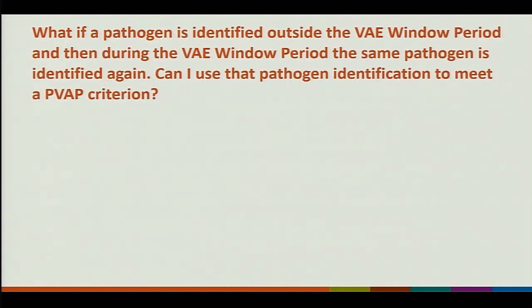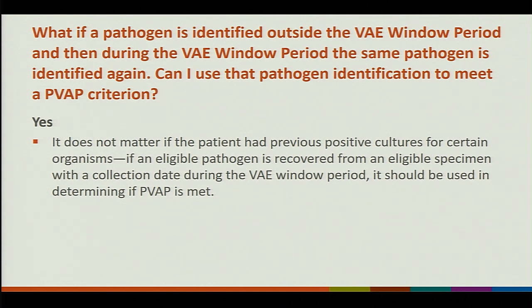Okay, so what if a pathogen is identified outside the VAE window period, and then during the VAE window period, the same pathogen is identified again? Can I use that pathogen identification to meet a PVAP criterion? And the answer is yes. Recall that it doesn't matter if a patient has had previous prior cultures. If an eligible pathogen is recovered from an eligible specimen, which was collected during the VAE window period, it should be used for determining if a PVAP is met.